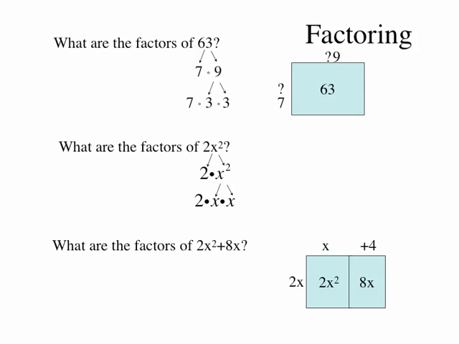And we see that when we use our area model of multiplication, 2x times x gives us 2x squared, and 2x times positive 4 gives us 8x. So we would say that the factors of 2x squared plus 8x are the quantity 2x and the quantity x plus 4. Because when we multiply those two things together, we do indeed get 2x squared plus 8x.